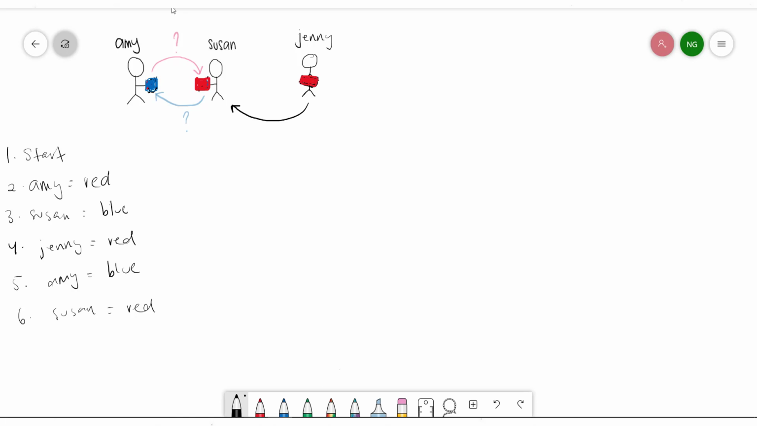So have we met the objective? Yes. Amy is now holding a blue box and Susan is now holding a red box with the help of an extra person called Jenny. So basically this is how we solve this particular problem. You will find that this problem will relate to the next problem that I'm going to give you.